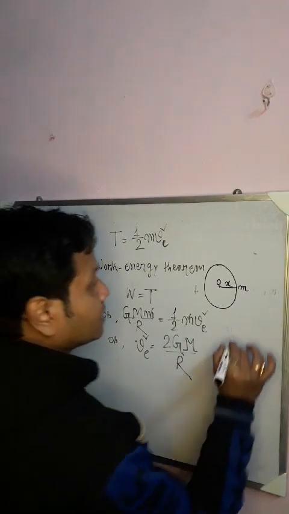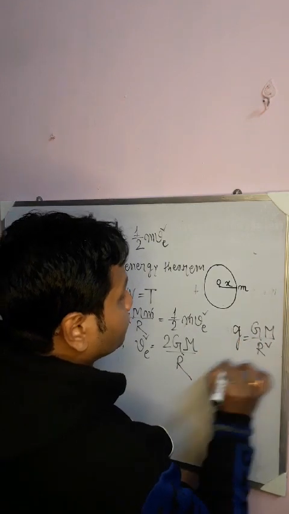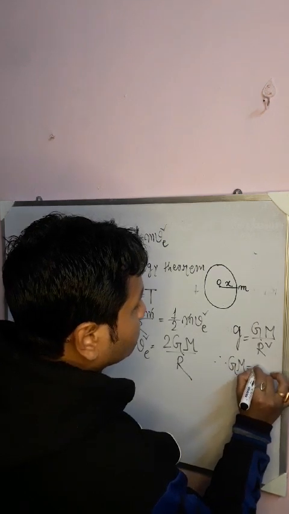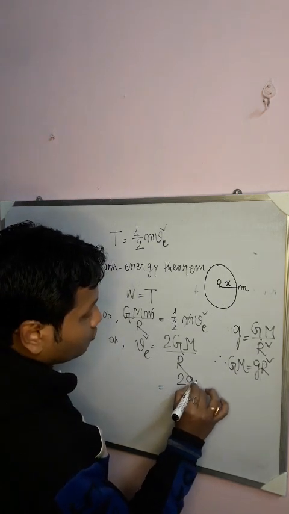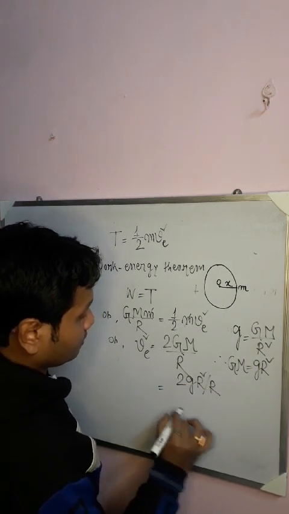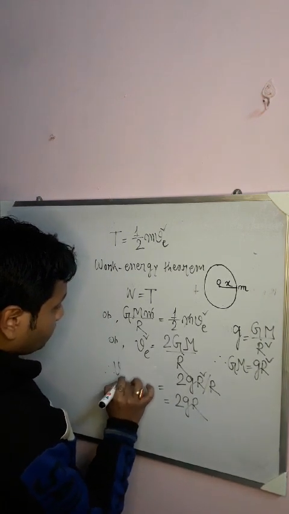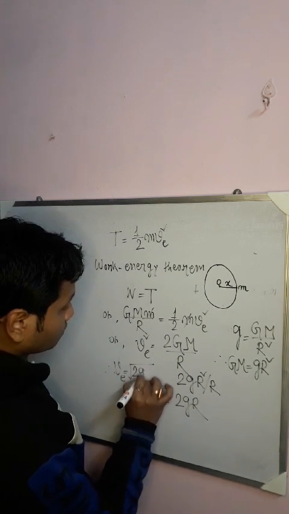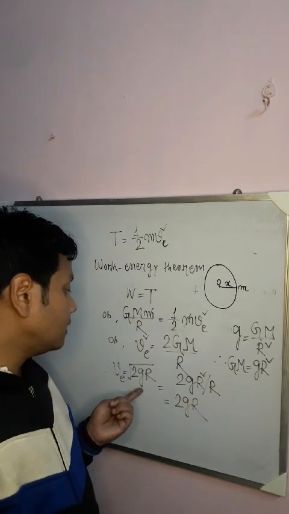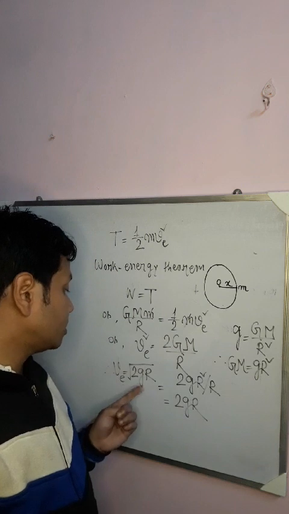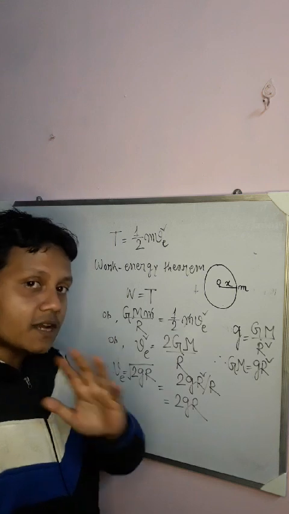Now the acceleration due to gravity at Earth's surface is g equals GM by R square, so GM is simply gR square. So 2 into gR square by R is simply 2gR, from which we get ve equals square root of 2gR. This expression clearly indicates that the escape velocity depends upon the radius of the planet, which means nothing but the size. Radius determines the size.